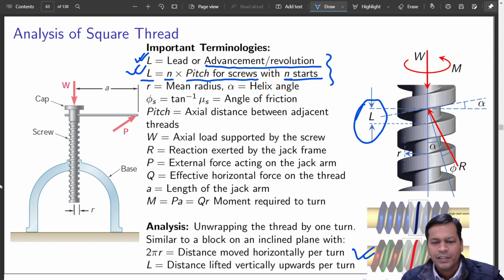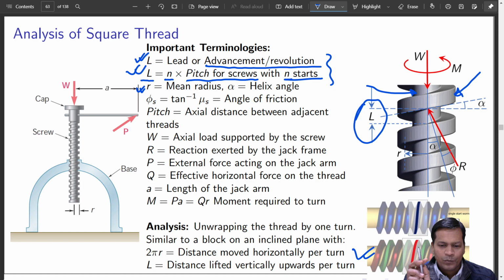So what is R? R is the mean radius. It has a minimum radius, that is this surface, and it has a maximum radius, that is this surface. You agree? These two are the surfaces, and both of them have different radii. So what is the mean radius? It is exactly the mean of those. That is what the mean radius is.